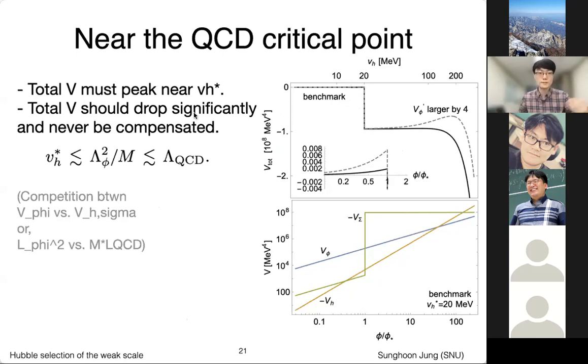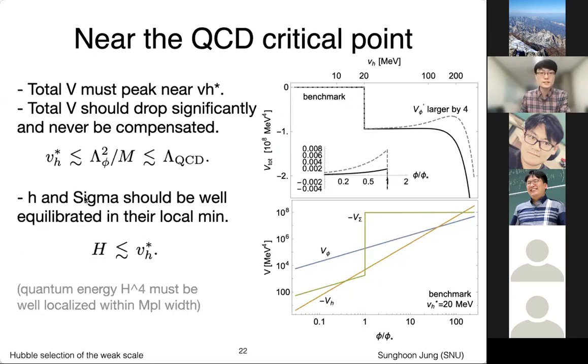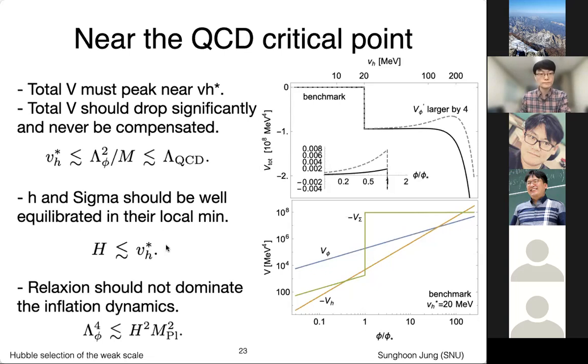So we have some consistency condition for that. And also Higgs and sigma should not have much quantum fluctuation, so they must reside near the bottom of a potential. So the Hubble constant has to be smaller than the Higgs mass. And also, as Professor Sungchun Park has mentioned, the relaxion should not dominate the inflaton dynamics. So the relaxion potential has to be smaller than the total inflaton vacuum energy.